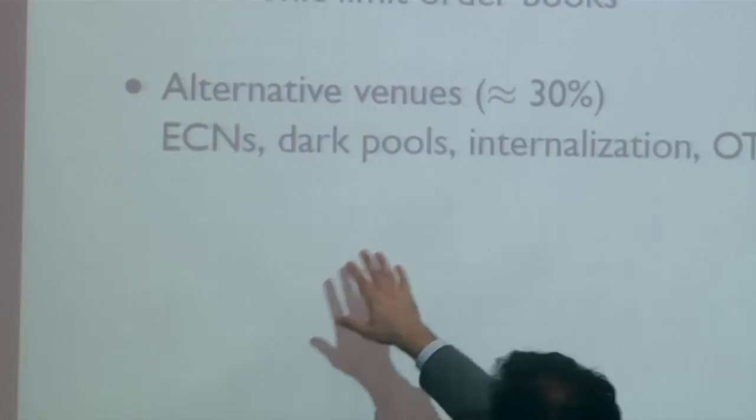However, life would be too easy if we had just one kind of market structure. About 30% of trade occurs on alternative kinds of venues. Here we have things like electronic crossing networks, dark pools, internalization, and so forth.